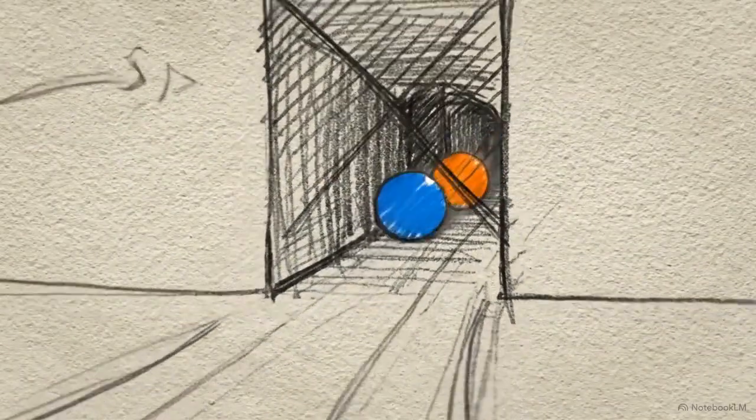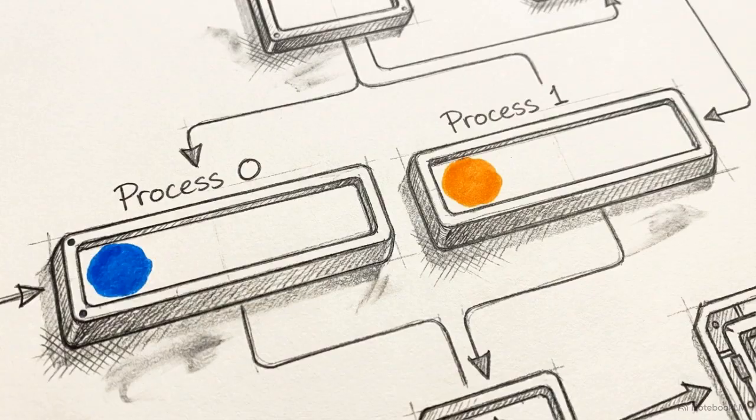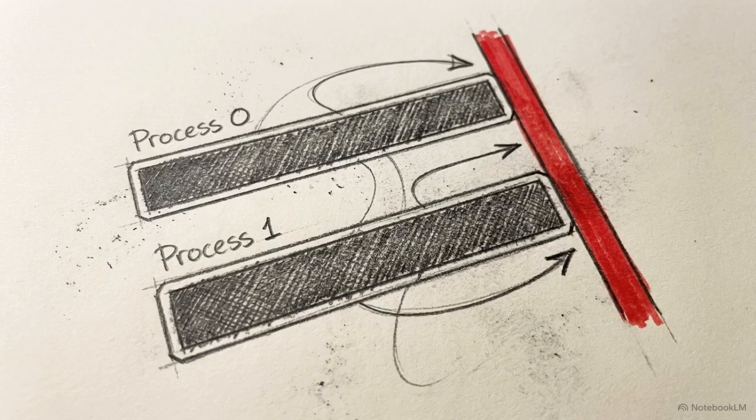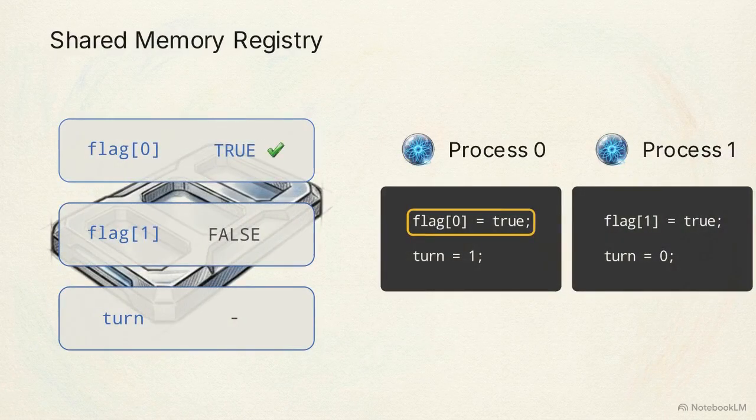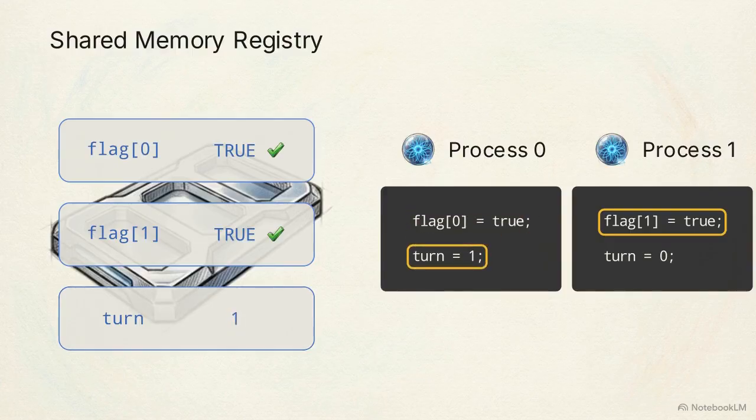To see how this trap functions, we need to run an execution trace of the ultimate concurrency stress test, process 0 and process 1 attempting to enter the critical section simultaneously. Process 0 begins by asserting its intent. It executes its first line of code, setting flag 0 to true. At the exact same clock cycle, process 1 also asserts its intent, updating flag 1 to true in the shared memory registry.